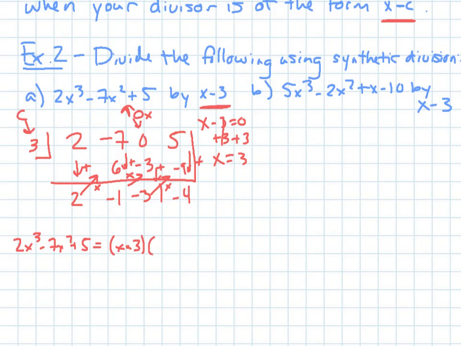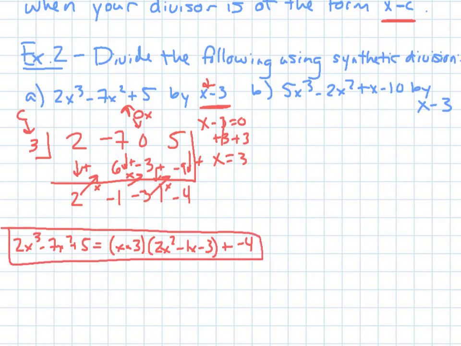So because I divided a value of x out, my quotient is going to be 1 less than what it was previously. So it still has the 2, but it'll be 2x squared because I factored an x out of everything, and then -1x minus 3, and then my remainder of -4. Now with synthetic division, because you're using a factor of a binomial, your remainder will always be just a number, no variables.